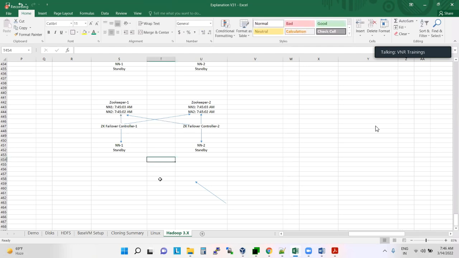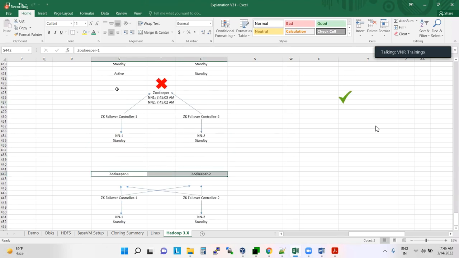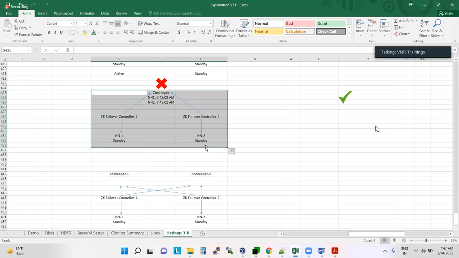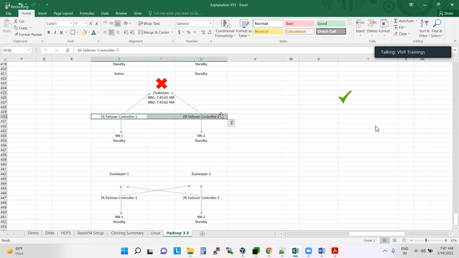Is it fine now? So the failover controller is the one sending the heartbeat to both the Zookeepers. Correct or not? Here we had only one Zookeeper, so no confusion. Both failover controllers were sending heartbeat to that one Zookeeper, and that one Zookeeper was deciding everything. Yes or no, guys?